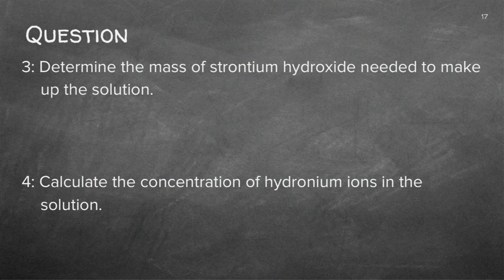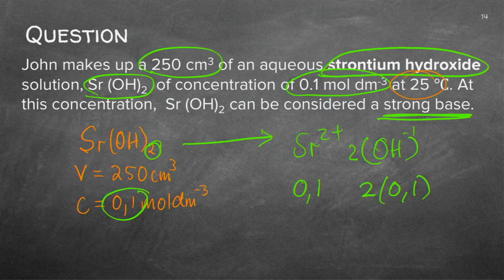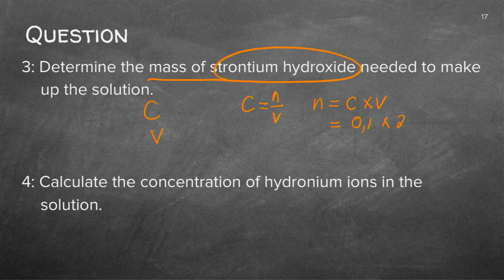The third question, determine the mass of the strontium hydroxide. So what did they give me? They actually gave me the concentration and the volume. Can you see we can now do the calculations to determine the mass? So the first calculation I'm going to do is calculate the moles with that equation. The moles will be the concentration times the volume. The concentration was 0.1 and the volume was, let me quickly have a look. They said in the beginning, I've got 250 cubic centimeters. So I've got 250 divided by the 1,000.